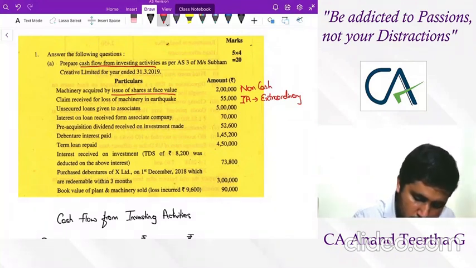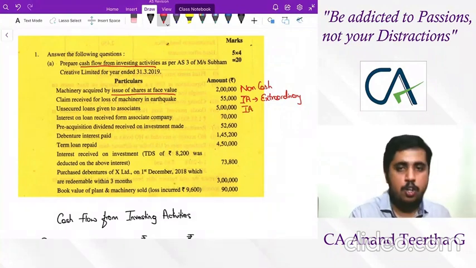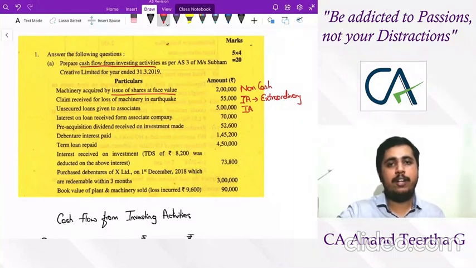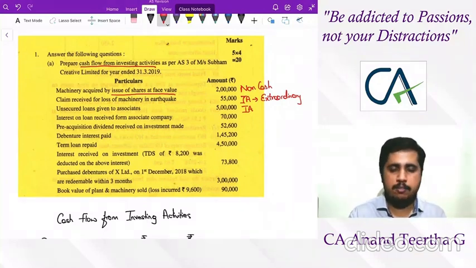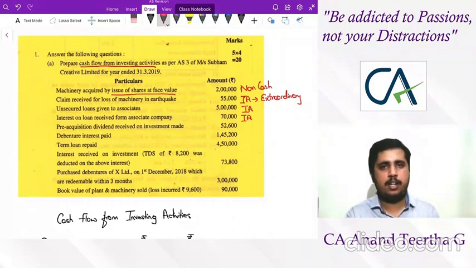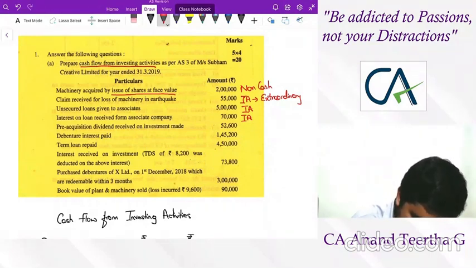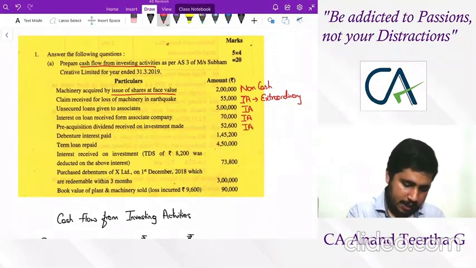Next, unsecured loans given to associates, investing activity. Loan given to associates, who are investee people, therefore it's an investing activity. Interest on loan received from associate company, again investing activity. Associates are my investment people, I received interest from them, investing. Pre-acquisition dividend received on investment made, investing activity again.